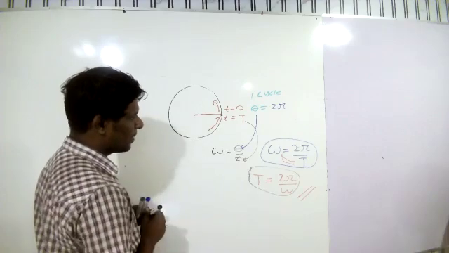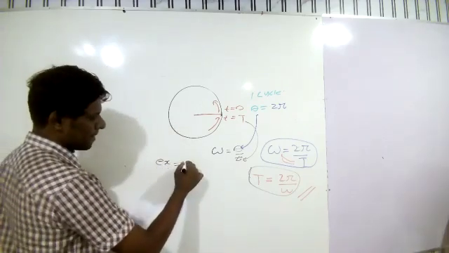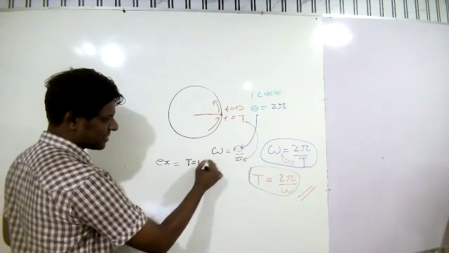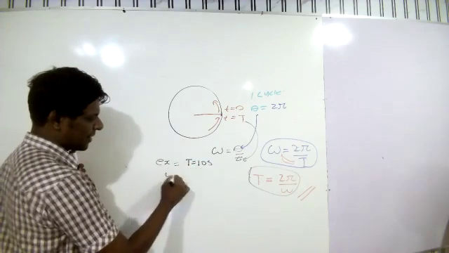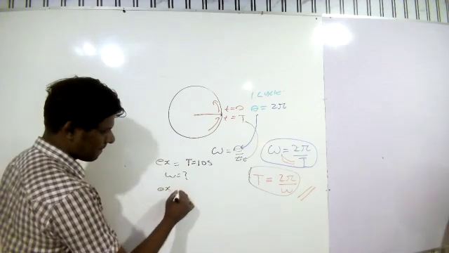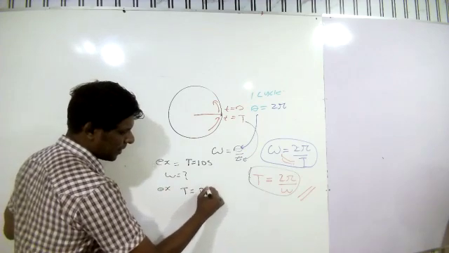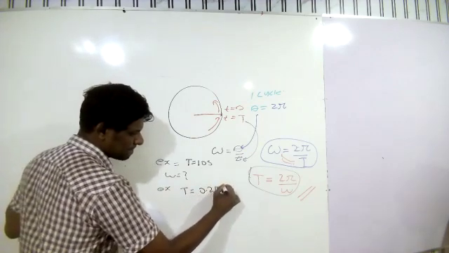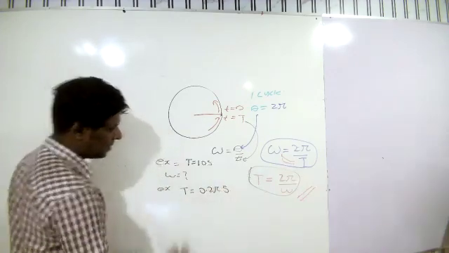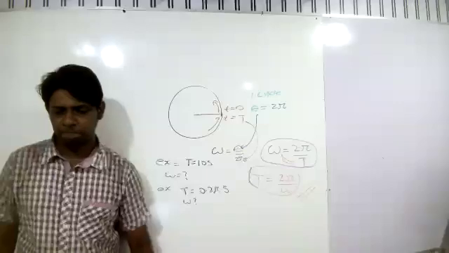Now I will give you a few example questions. Example: T equals 10 seconds. Find out omega. Another one: T equals 0.25 seconds. Find out omega.